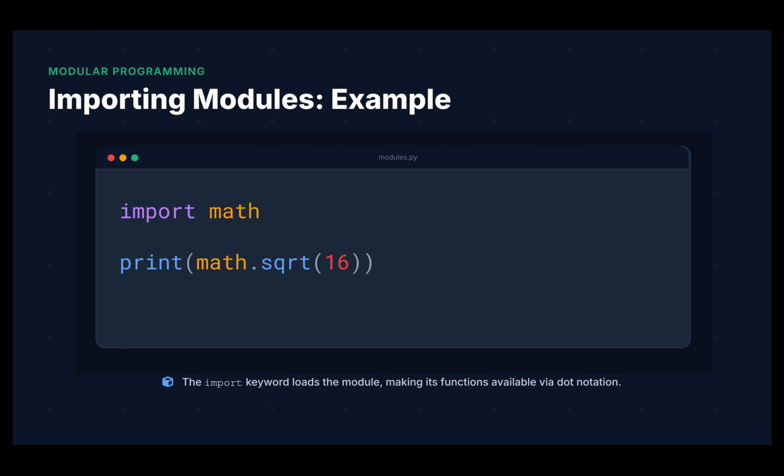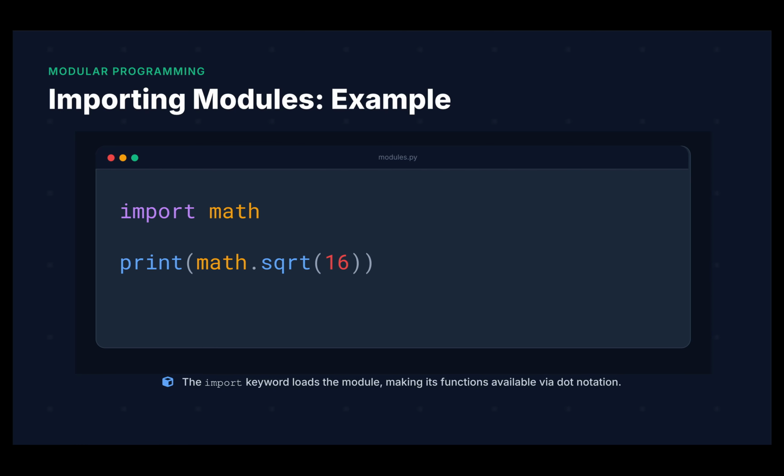This introduces you to the import keyword. The import keyword is being used in this example with the math module. By importing math, we gain access to functions like math.sqrt, and then we are putting in the value 16. See the dot notation, which is how we access the functions inside that module. So sqrt is a function inside the math module.